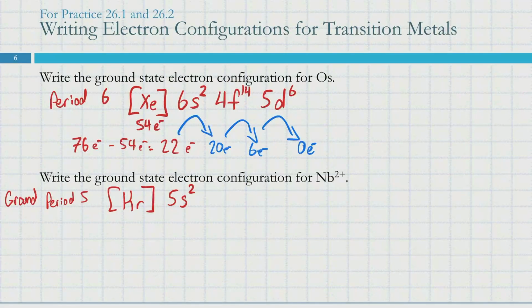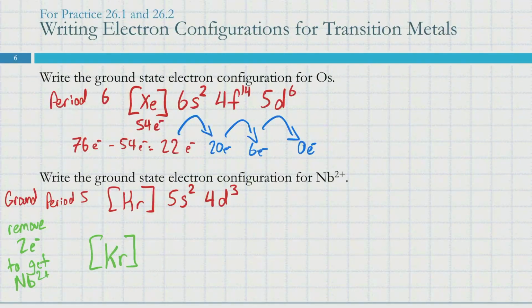Ground state, neutral. So 5s2, and then our 4d, and we're in the third position, 4d3. This would be our ground state. And then we need to remove 2 electrons to get Nb2+. So we're still going to have krypton, much better K. Where do we remove our 2 electrons from? 5s or 4d? 5s. We remove them from the 5s. So it'd be krypton, shortcut, and then 4d3. I'm pretty sure we don't need to write 5s0.